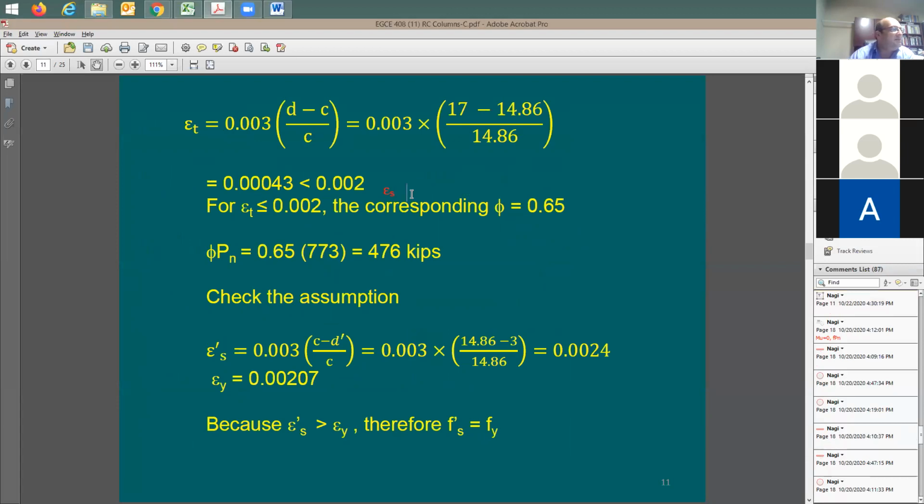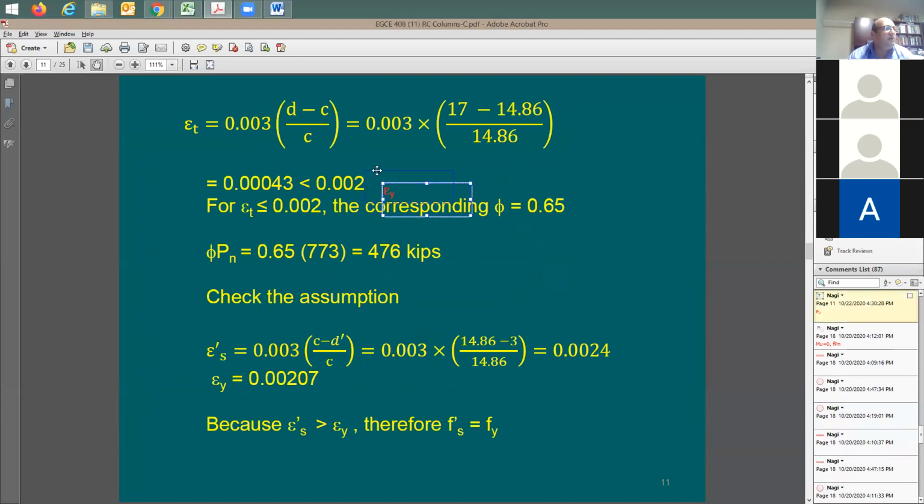What is that? So I'm going to say this is going to be the strain in the steel at the yield point. I just want to be sure that we're clear on this value, where it's coming from. It happened that the strain in the tension steel is lower than epsilon sub y, which means the steel is not yielding.